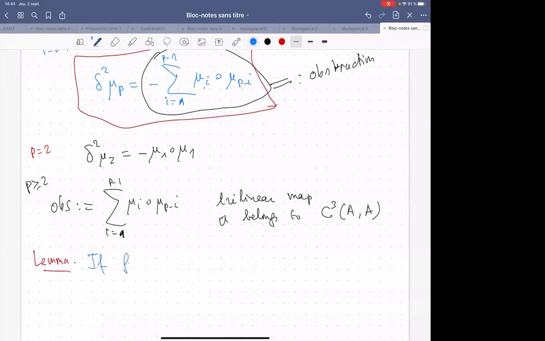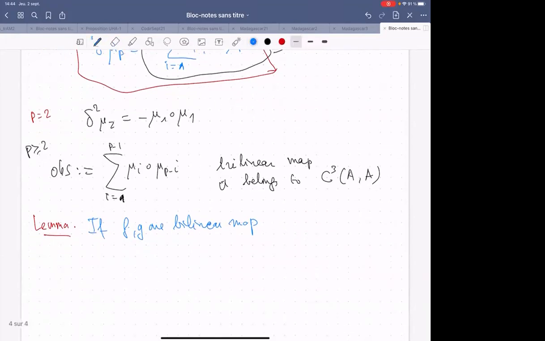If F and G are bilinear maps, then we have this delta 3 of, if you remember, if I take two bilinear maps, then delta 3 of F Gerstenhaber circle G is a trilinear map like we have just above. And we can express this using again this Gerstenhaber bracket: it is delta 2 of F composed with G, Gerstenhaber composition here, minus F composed with delta 2 of G.